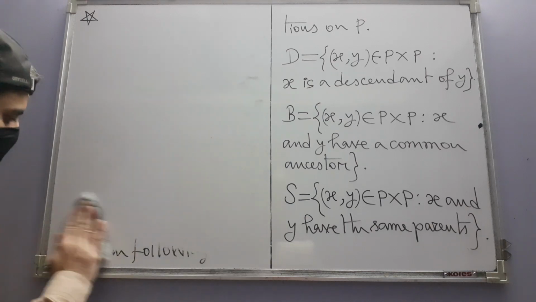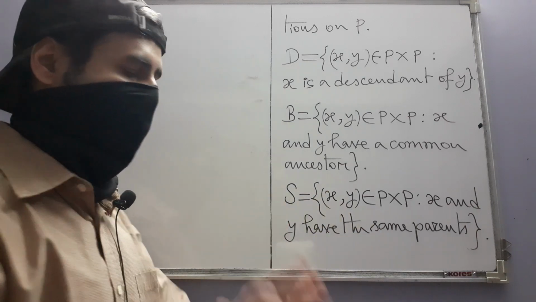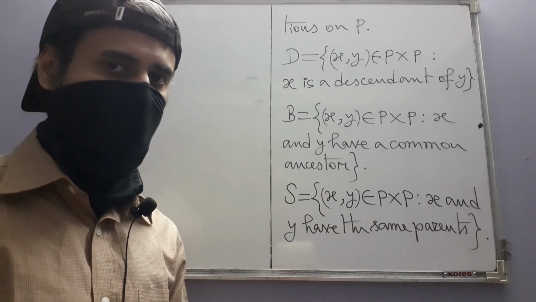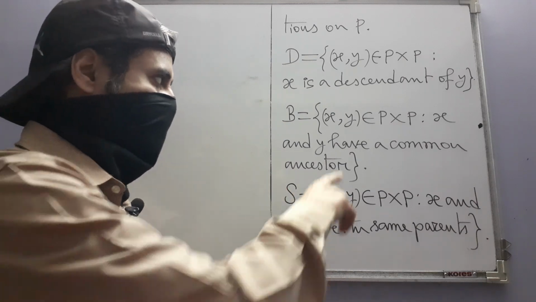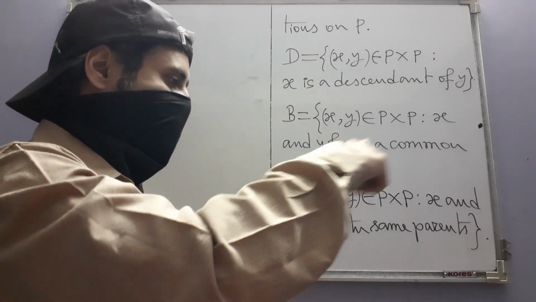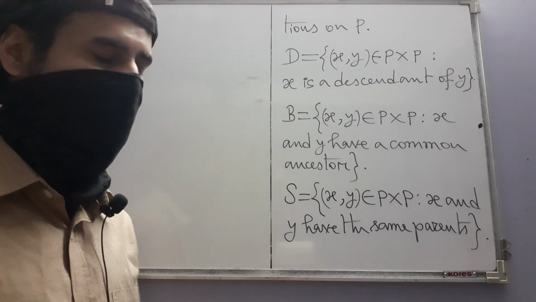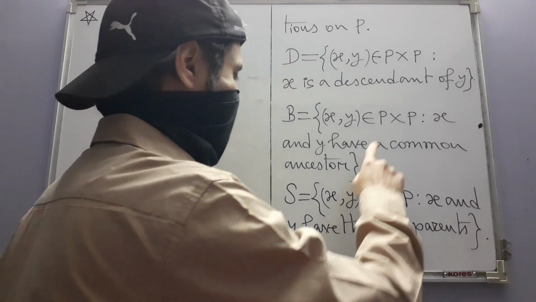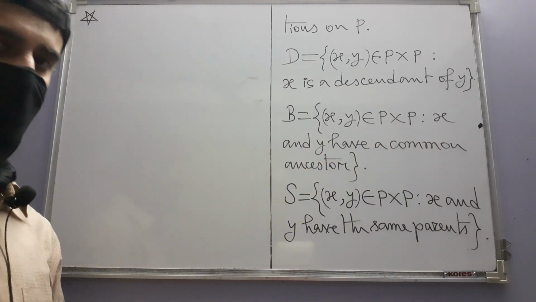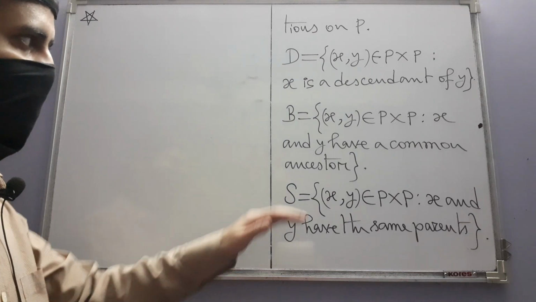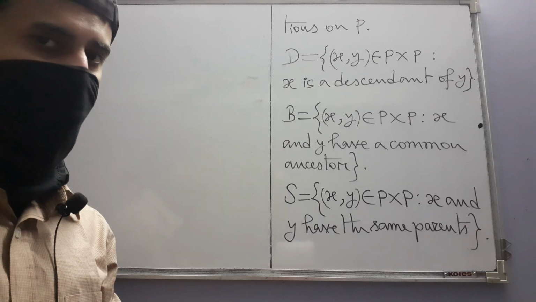Let's see the conditions one by one. The first condition is comparability, which says that if you choose any two elements which are distinct, here this means choosing two persons who are not the same, then X and Y have a common ancestor. That's not necessary. The family trees of X and Y may not have anything common.